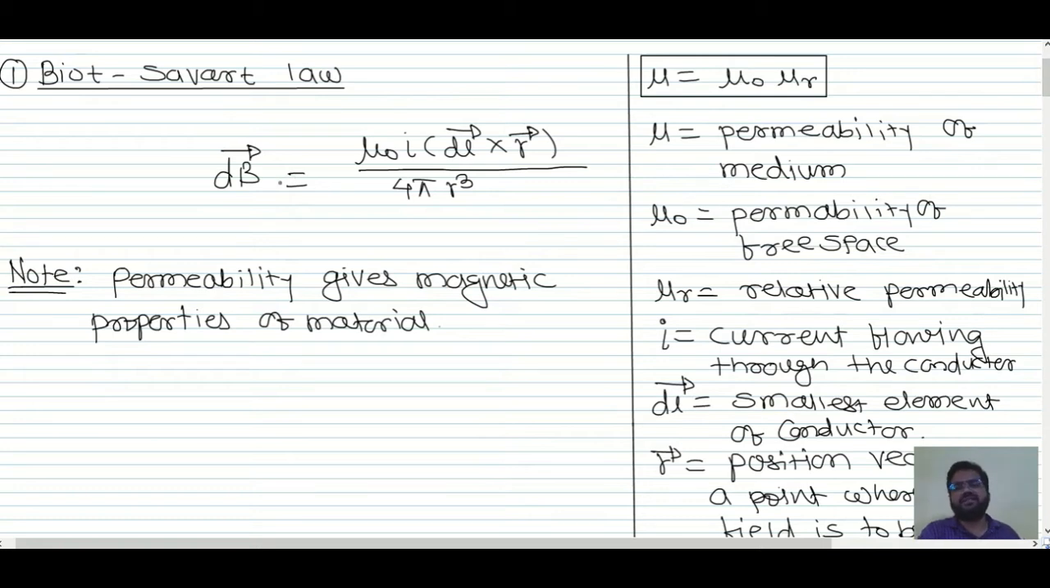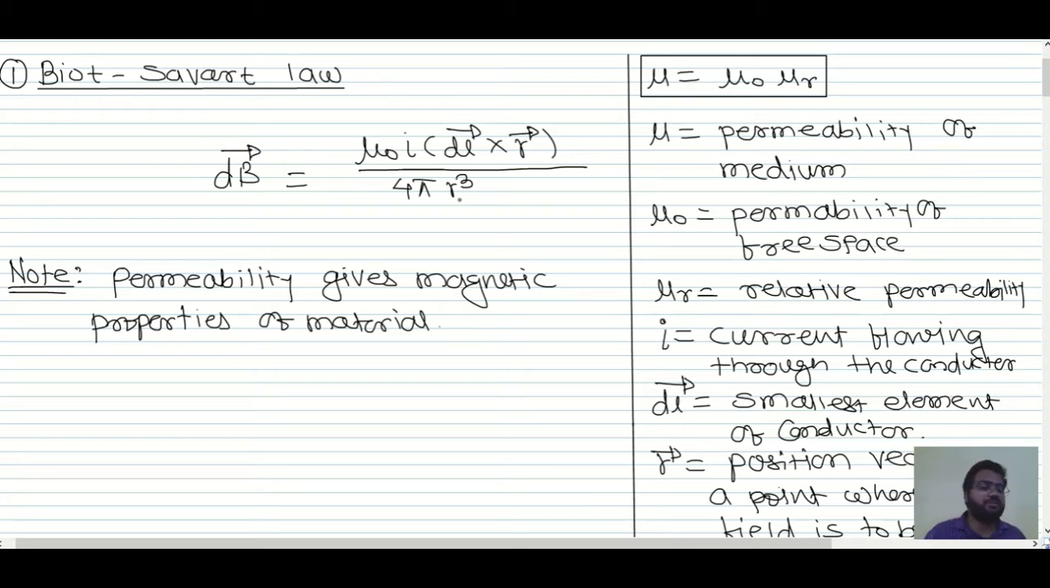So what is Biot-Savart law? It gives the magnitude and direction of the magnetic field. Okay, so dB bar is equal to mu naught I dl bar cross r bar divided by 4 pi r cube. So you have to remember this formula as it is. dB bar is equal to mu naught I dl bar cross r bar divided by 4 pi r cube. So just memorize this once, twice, thrice. You will get idea about this formula, right?